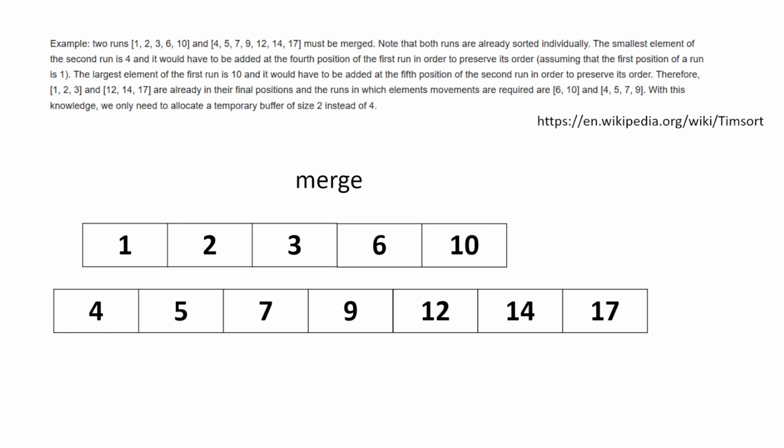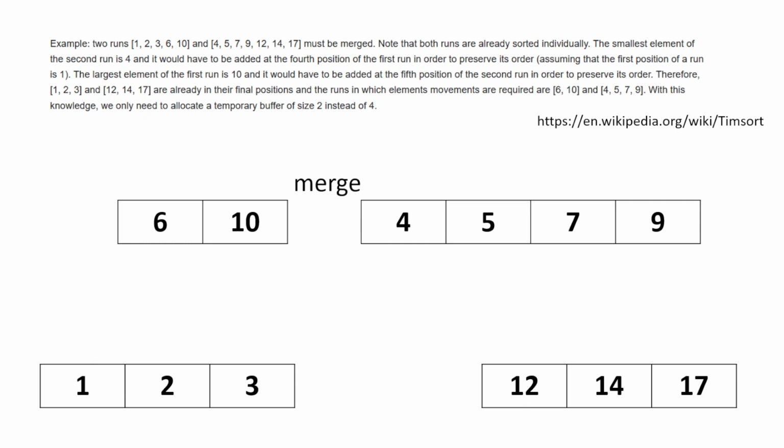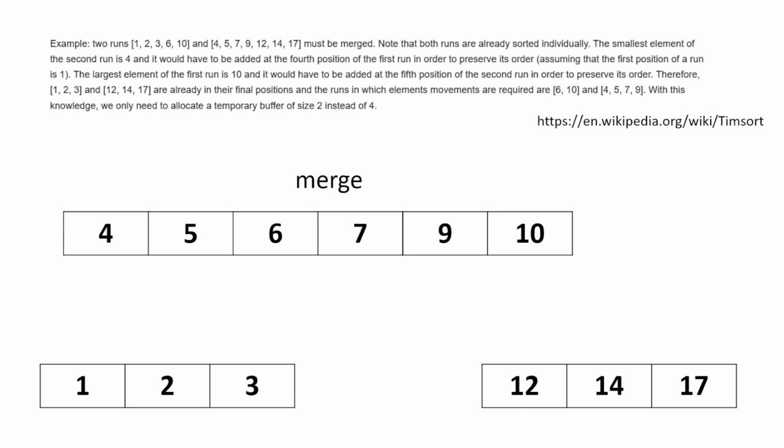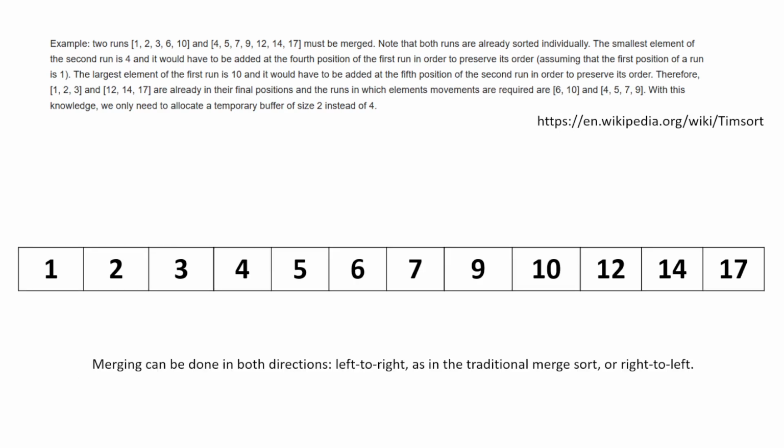Well, the first list starts off with 1, 2 and 3. Second list starts at 4. So we don't really need to compare these. The first list finishes at 10, but we have 12, 14, 17 in the second list. So we can take the beginning and end out and just merge the middle part. So now we've got 4, 5, 6, 7, 9, 10. Then we can put the whole list in order. So we've got this method, this sorting algorithm, that uses the existing order of numbers to make it more efficient.